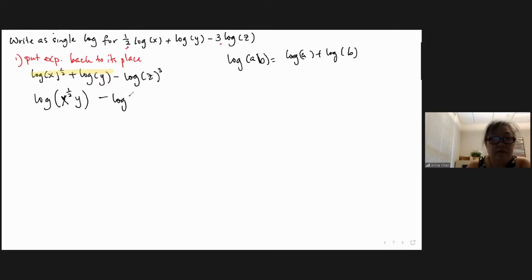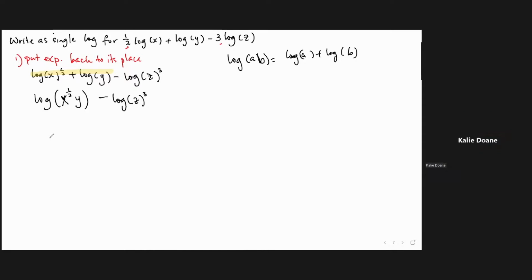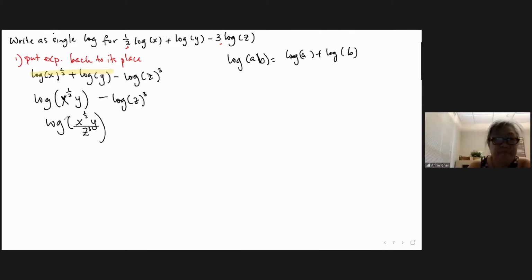Okay, minus log of z to the third. Now I can do this too. What should I do? Log of x to the 1/2 times y over z to the third power. Yep. And if I want to, I can also write it with the square root of x. I can write log of y times square root of x over z to the third, right? Is that the same thing?